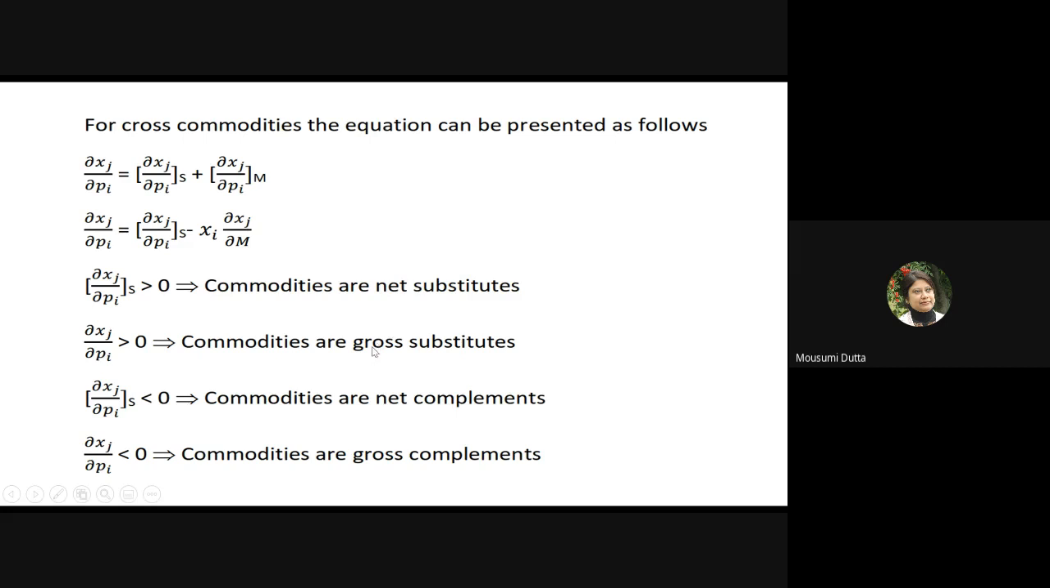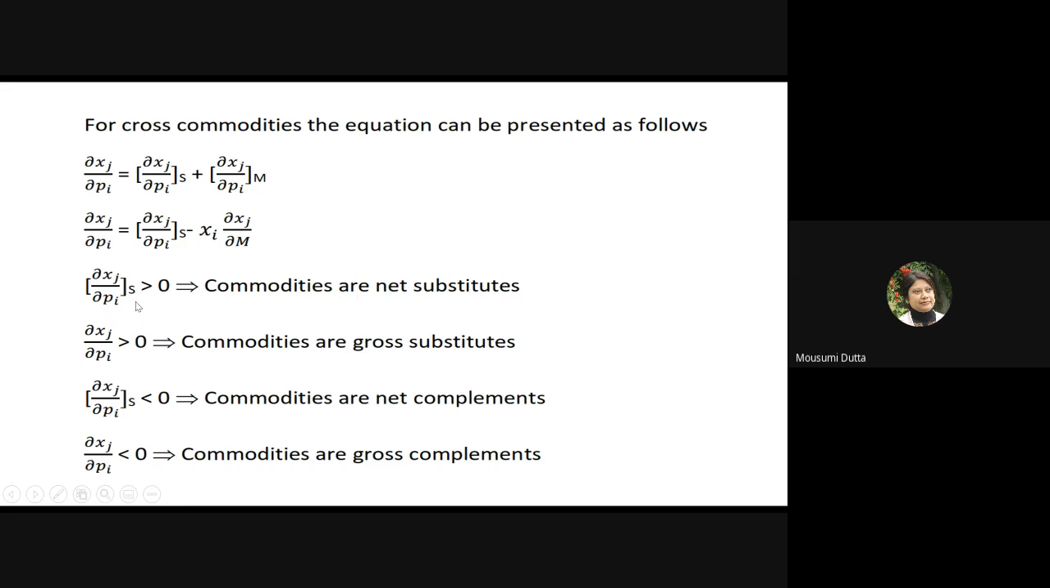Now the major statement or major argument in this context is that net substitutability does not necessarily indicate gross substitutability. However, if the commodities are gross substitutes, then they are also net substitutes. So would you please write down this sentence? First, you write down these two. Could you complete writing these two things?